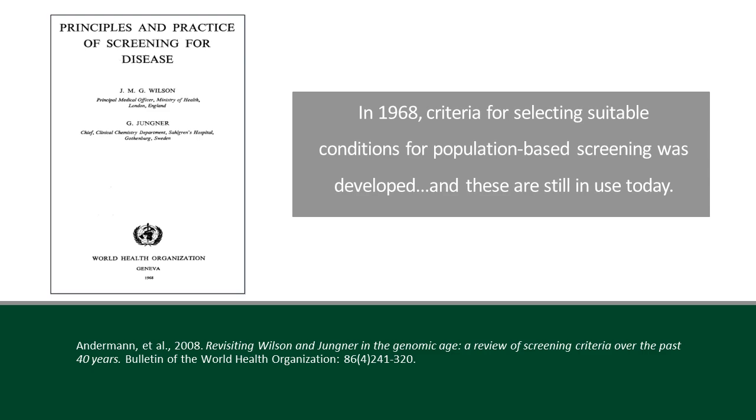So James Wilson and Gunnar Jungner first proposed criteria for population screening in a report commissioned by the World Health Organization in 1968. Interestingly, this report came out shortly after newborn screening for phenylketonuria, or PKU, was taking hold in the country. And though it's been actually exactly 50 years since this publication, and over 50 years since the advent of newborn screening for PKU.